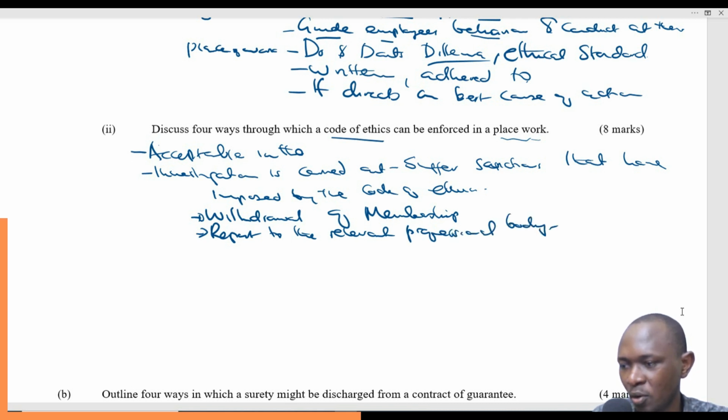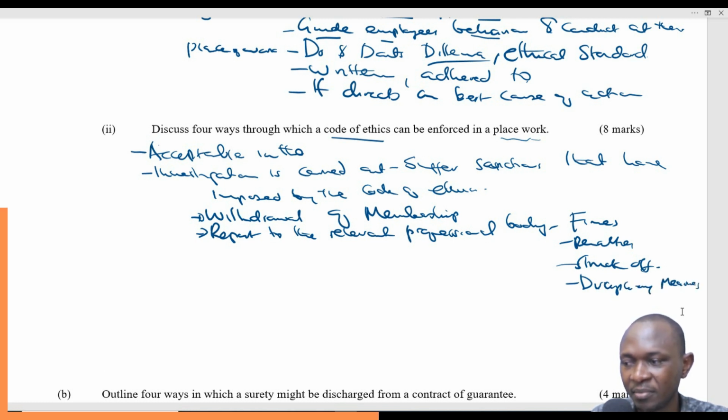report you to the relevant professional body. And once you are reported to the relevant professional body, there are some actions that come with that, like payment of fines, penalties. You can be struck off from the list of members. You can go through the disciplinary measures put in place, and sometimes even you can go through a whole litigation process.